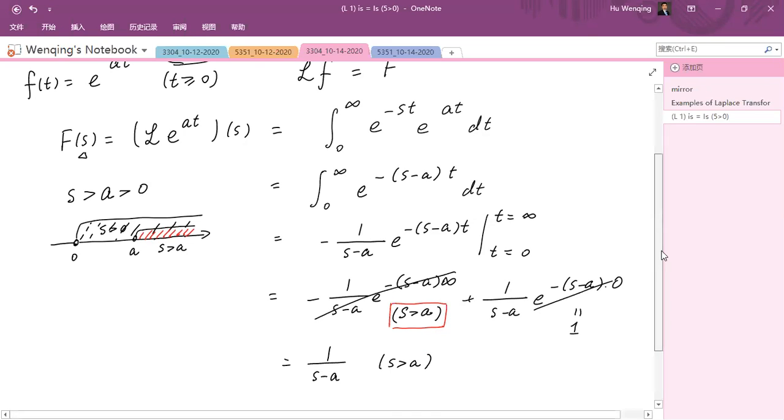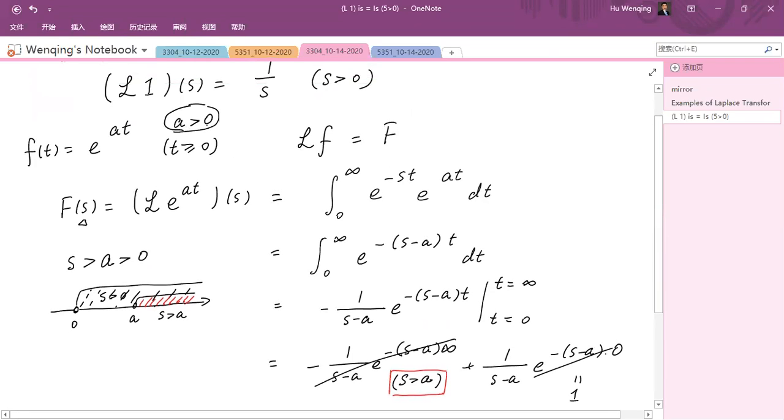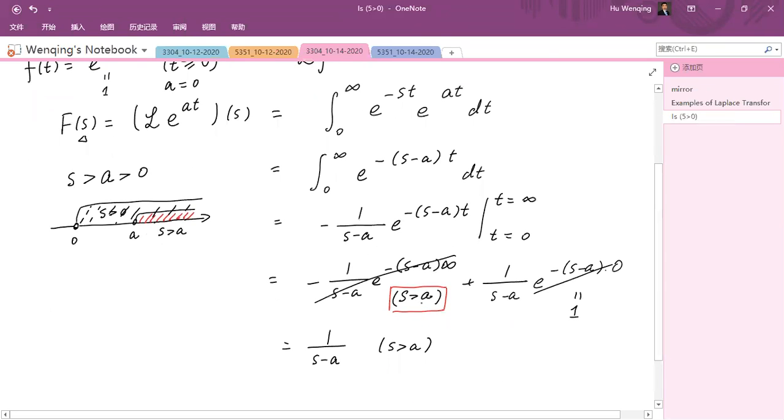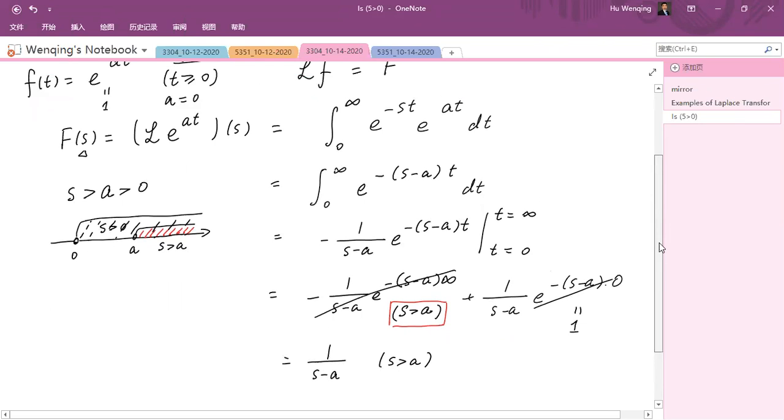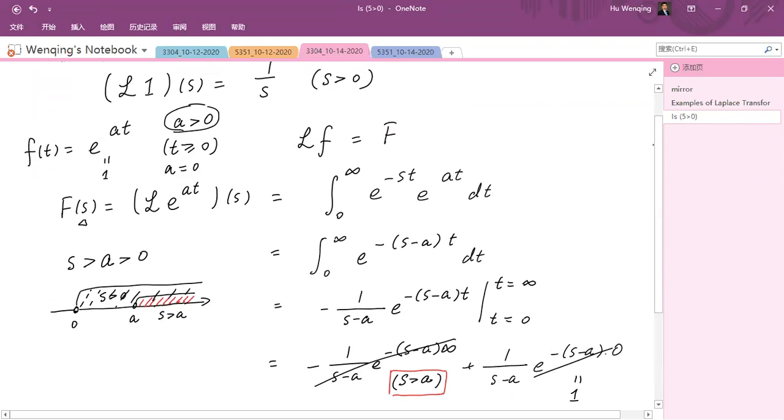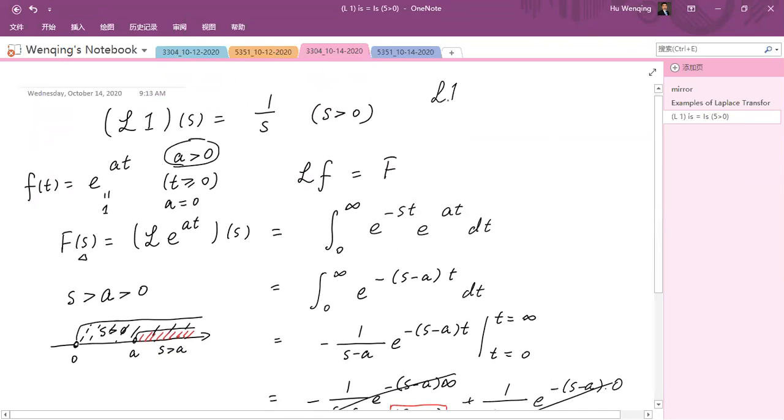And you can also see that, here we assume a is greater than 0, but if a is equal to 0, the function is just going to be equal to 1. In that case, s larger than a becomes s larger than 0, and the resulting function is 1 over s. It just agrees with the earlier result, right? So basically, the Laplace transform of 1 is the Laplace transform of e power 0 multiplied by t. It's 1 over (s minus 0) when s larger than 0. It's just 1 over s when s larger than 0. So the second example reduces to the first example.